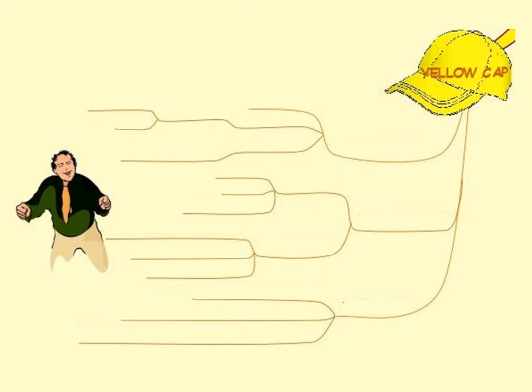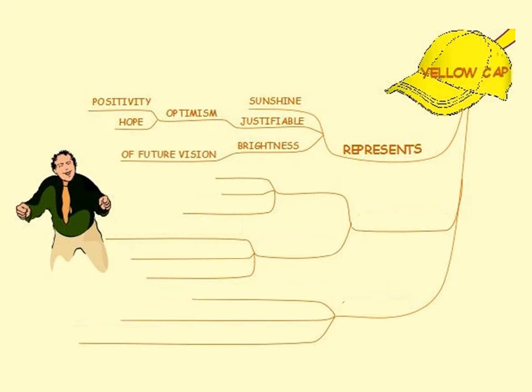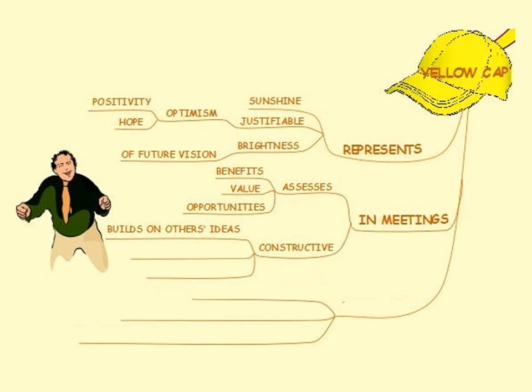So we move on to the yellow cap, and this represents sunshine, and it's about justifiable optimism. So there's positivity and there's hope. It represents brightness of a future vision. So in meetings, the yellow cap, when that's being worn, people will assess the benefits, the value and the opportunities that come out of what's being discussed. And it's about looking at constructive ideas, building on others' ideas, making things happen and creating a vision.